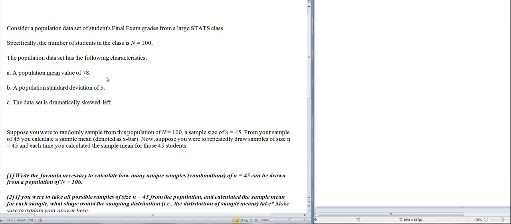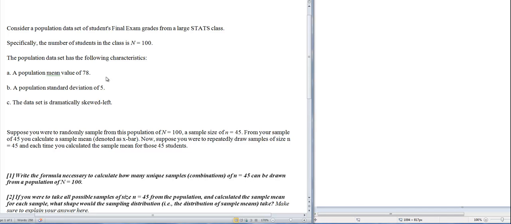Consider a population data set of students' final exam grades from a large statistics class. Specifically, the number of students in the class is 100, capital N indicating the population parameter. The population data set has the following characteristics. There is a population mean of 78, a population standard deviation of 5, and the data set is dramatically skewed left, as most grade distributions are.